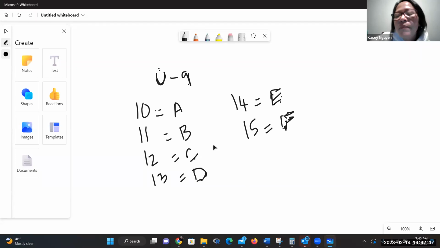And then 16 is nothing. It stops at F, because 0 through 15 gives you 16 numbers in that system. So when you see a hex value like 4A, the 4 is the same as decimal, and the A is 10 in decimal. All right, with that, let's go to the next one.